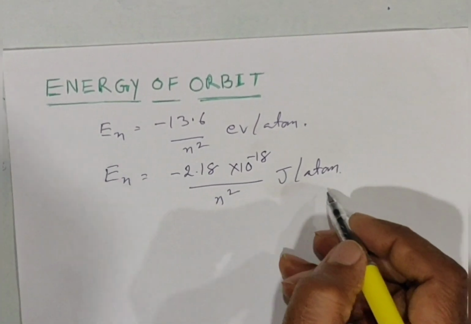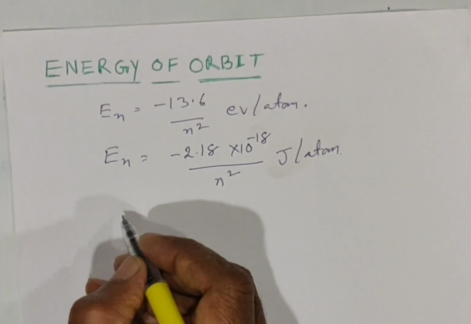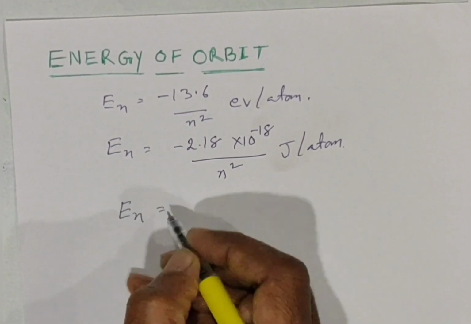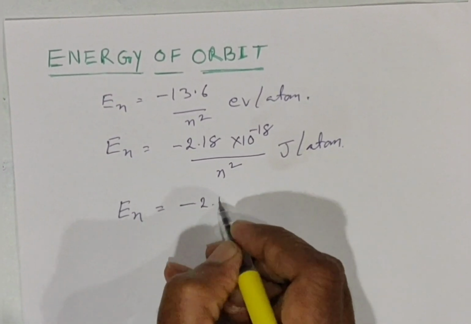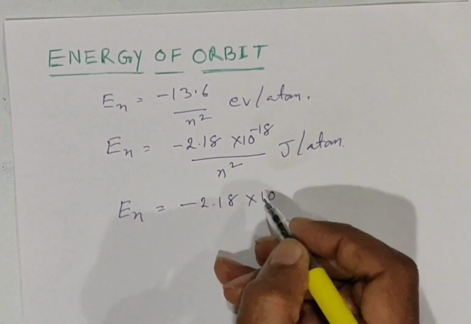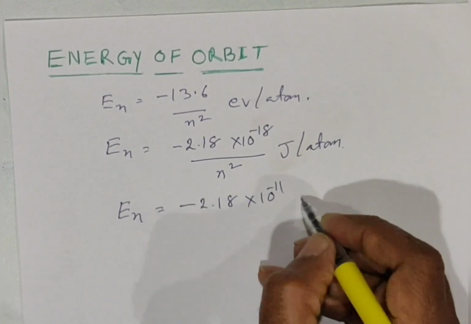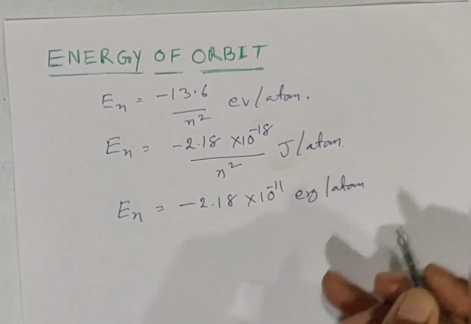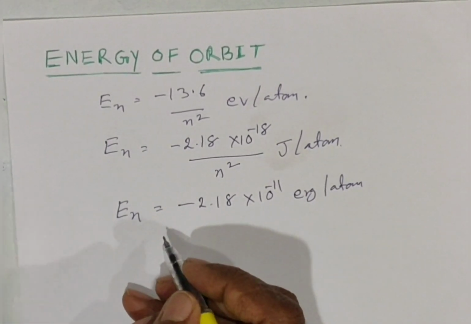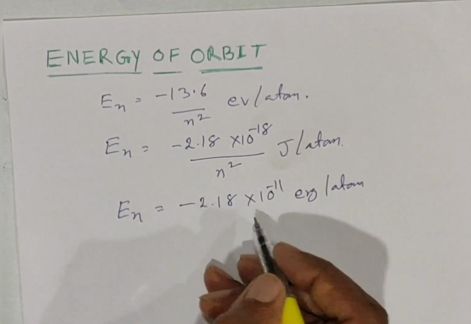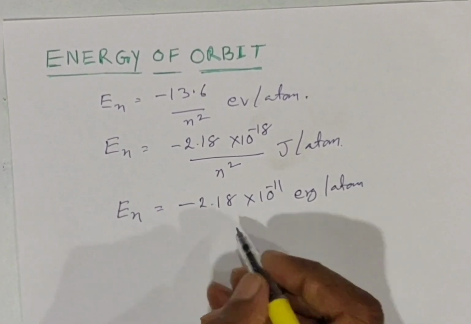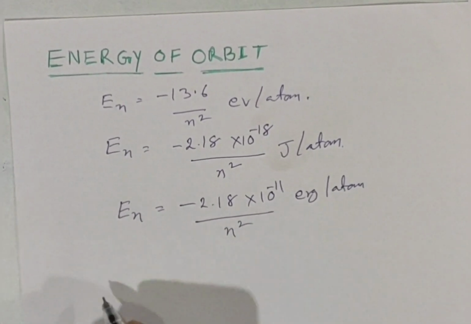If we calculate in joules, we use this mathematical expression. Now another one, En is equal to minus 2.18 into 10 power minus 11 erg per atom. If you calculate the energy of nth orbit in ergs, we use this mathematical expression divided by n square.